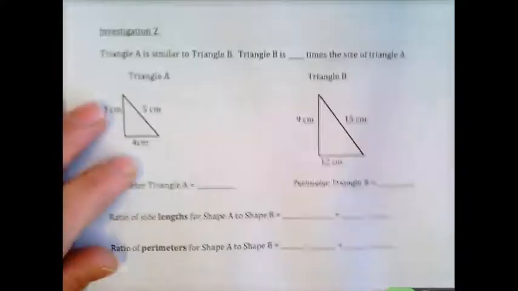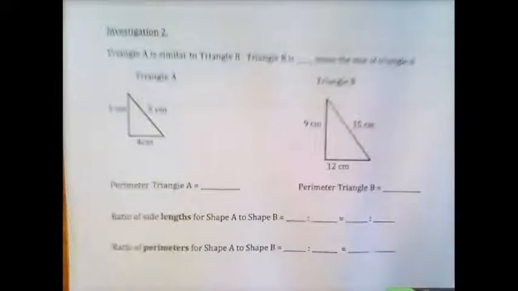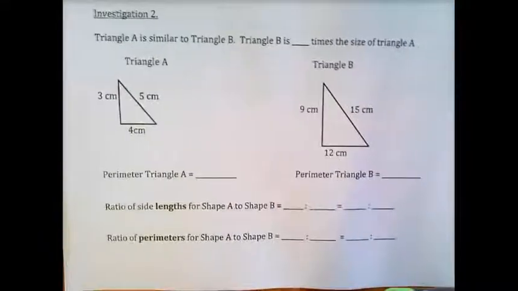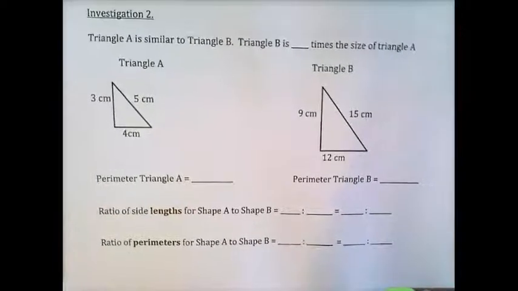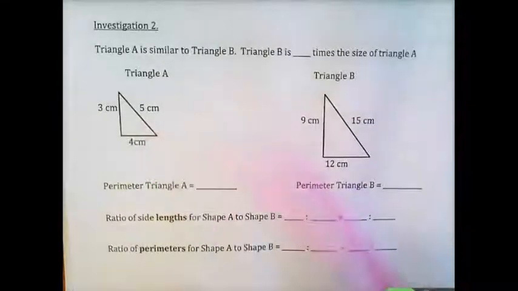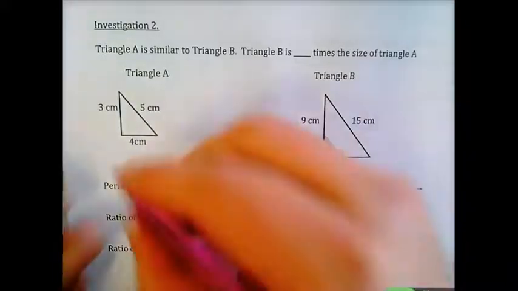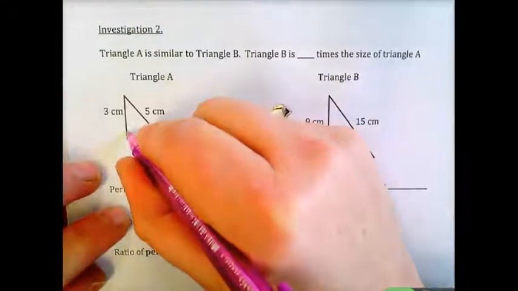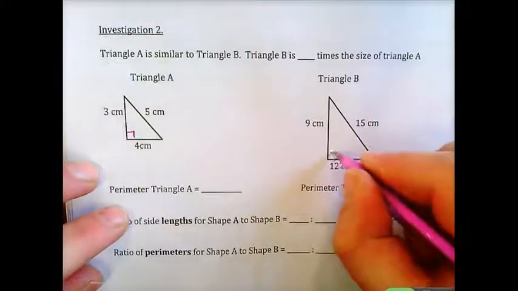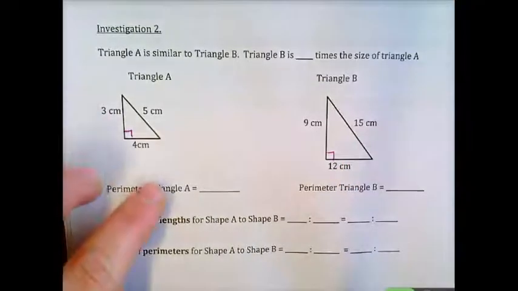Looking at investigation number 2, triangle A is similar to triangle B. Now, if they're similar, it means that all the angles will be the same. Girls, I've drawn two what sorts of triangles? 3, 4, 5. That's a Pythagorean triangle. So what sort of angle could I put? Good. And so is this one. And what do you think I did with my 3, 4, 5?